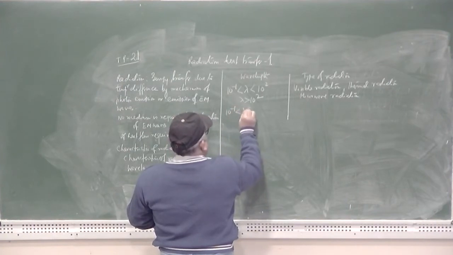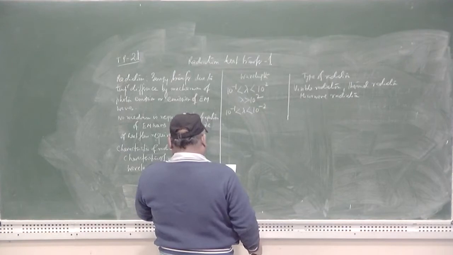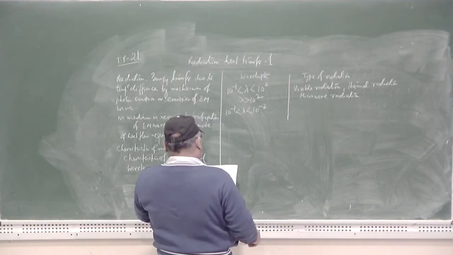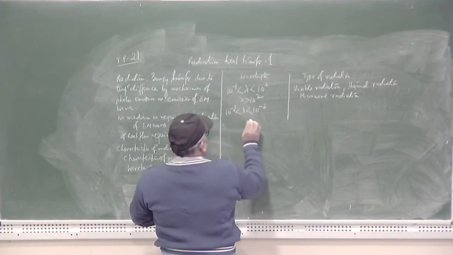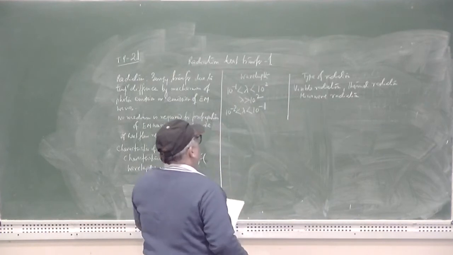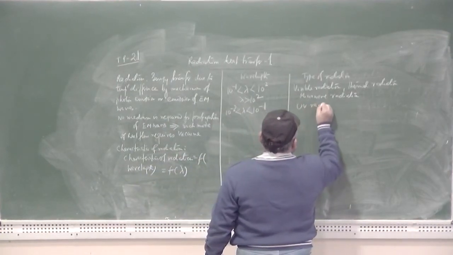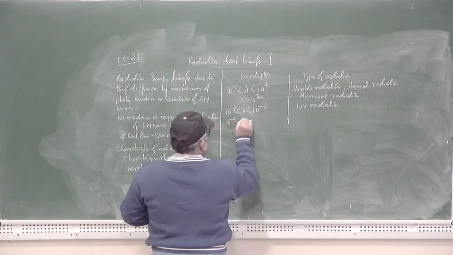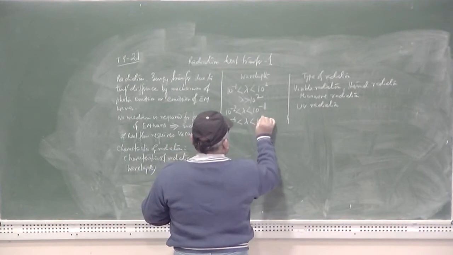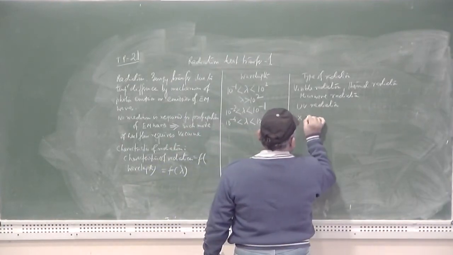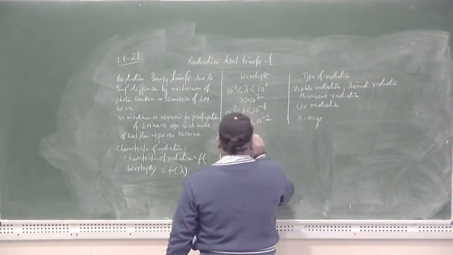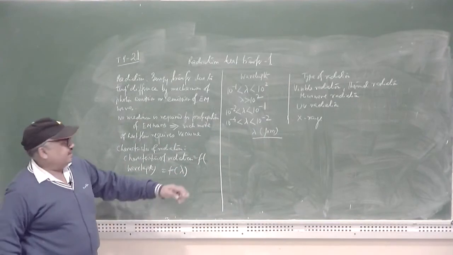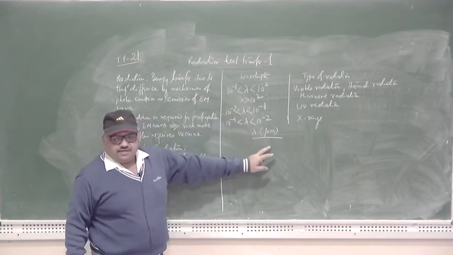If lambda is greater than 10 to the power minus 2 and it is lesser than 10 to the power minus 1, then this is called ultraviolet radiation. And if lambda is greater than 10 to the power minus 4, but lesser than 10 to the power minus 2, then such radiations are called X-rays. In all these cases, lambda is measured in micrometer. Please keep in mind that in this classification, the value of lambda needs to be expressed in terms of micrometer.